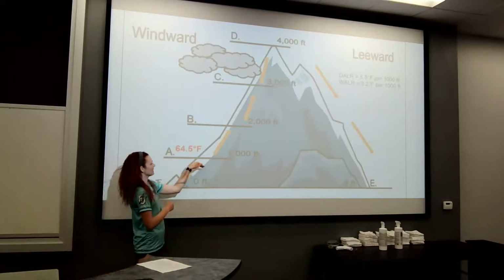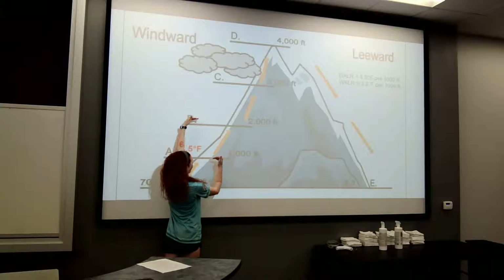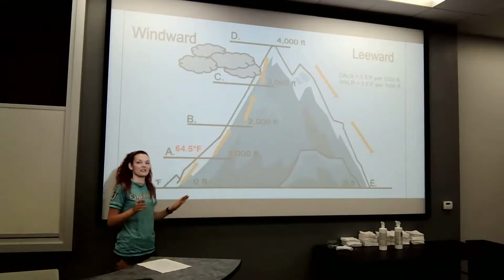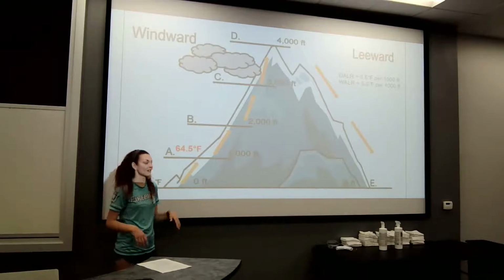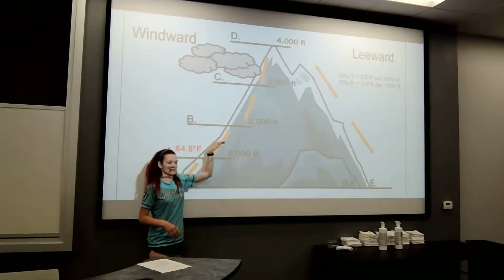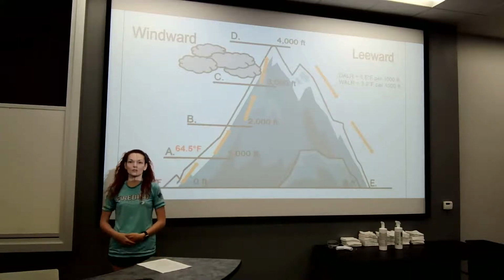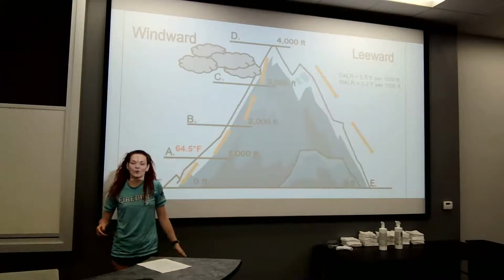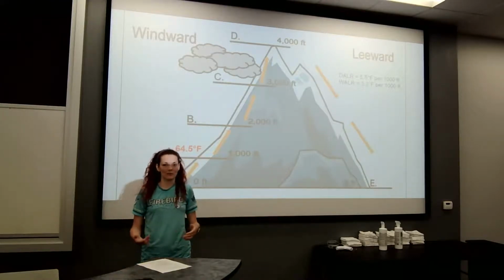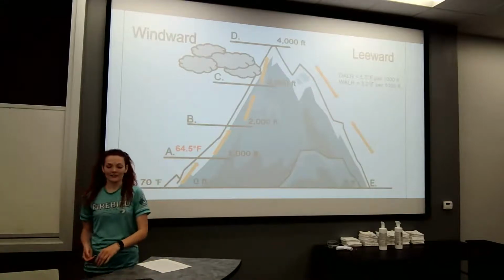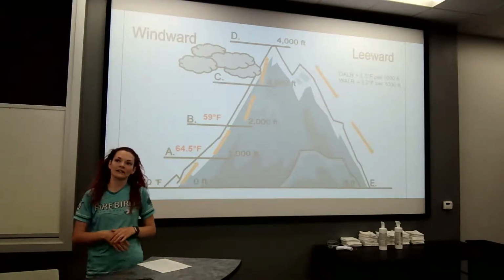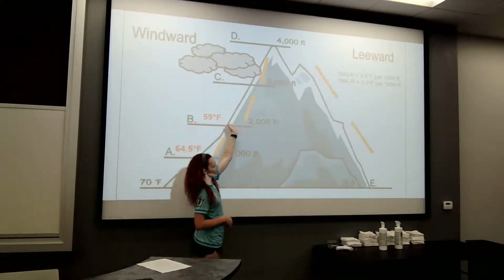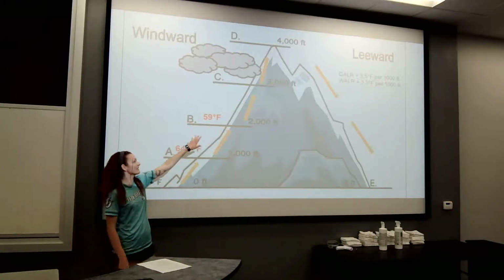Now we need to go another 1,000 feet. We're looking at this span from A to B and only this 1,000 feet right here. Is there any moisture, any clouds or anything in this 1,000 foot difference? Again, there's not. There's no clouds, there's no moisture, not according to our diagram. So again, we use the dry rate, 5.5, and we subtract. 64.5 minus 5.5 is 59 degrees. So now we are at 2,000 feet in the air, and it's 59 degrees.